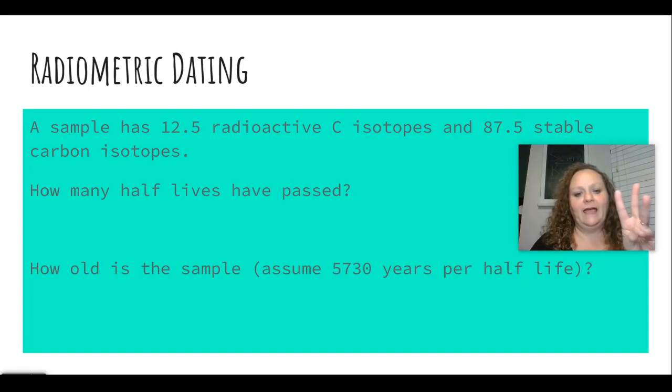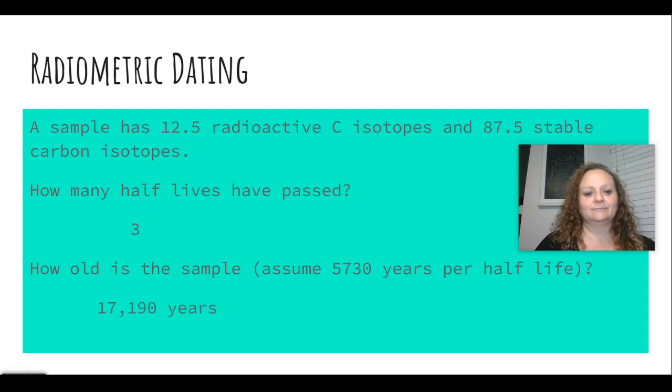If we've had 3 half-lives, then that means we would take 5,730, multiply by 3, and that's going to give us our answer. As you can see here, 3 half-lives, 17,190 years have passed since this organism was last alive. I know, radiometric dating is one of those things that if you just understand the concept, usually you'll be okay.